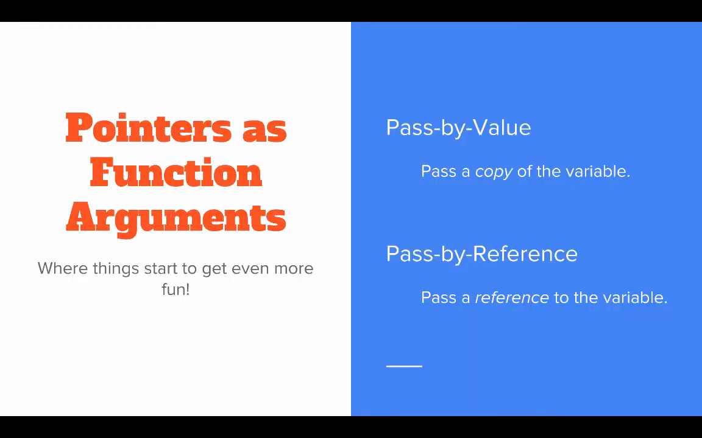So pass by value means that when we pass arguments to our functions, we're passing the value of the variable, which means we're passing a copy of it. When we pass by reference, all that means is kind of what it sounds like. We're just passing a reference to some variable. So essentially we're passing a pointer as a function argument.